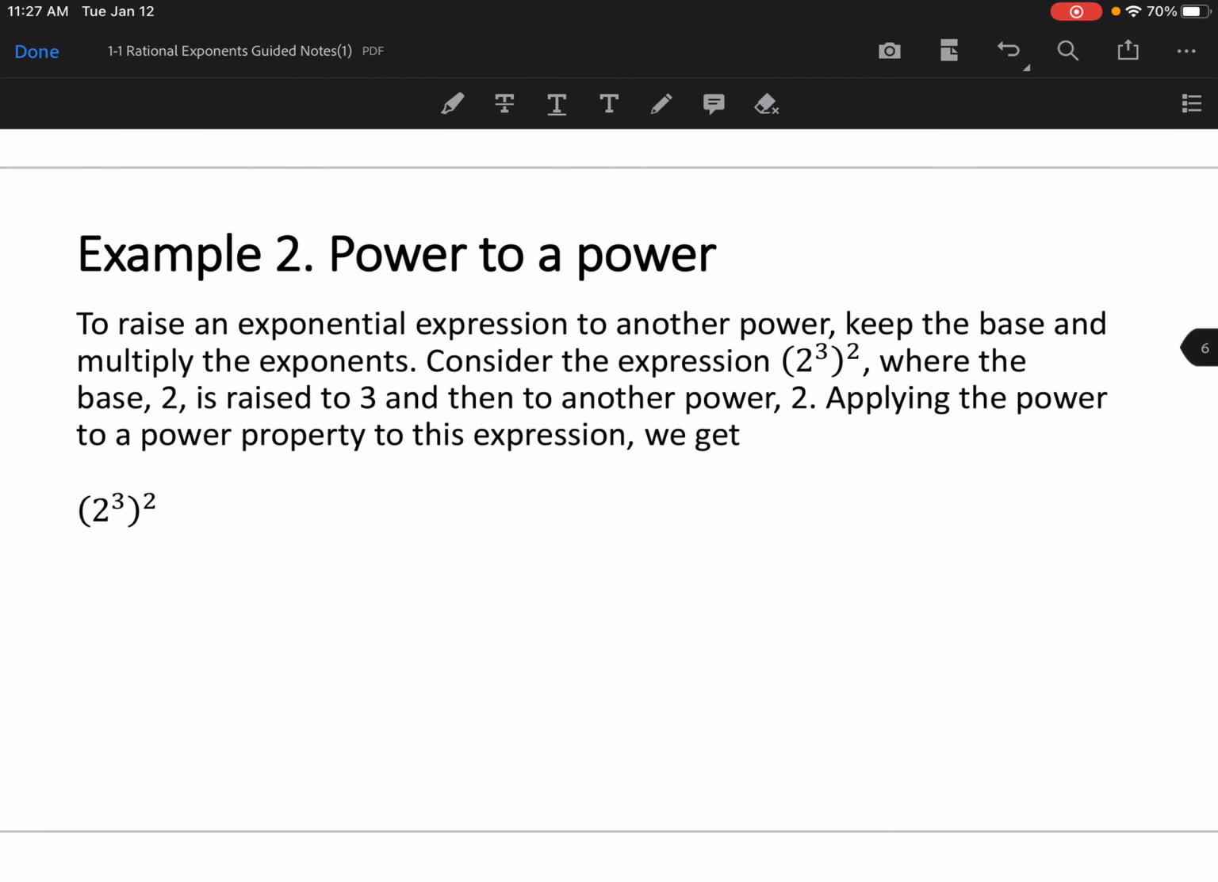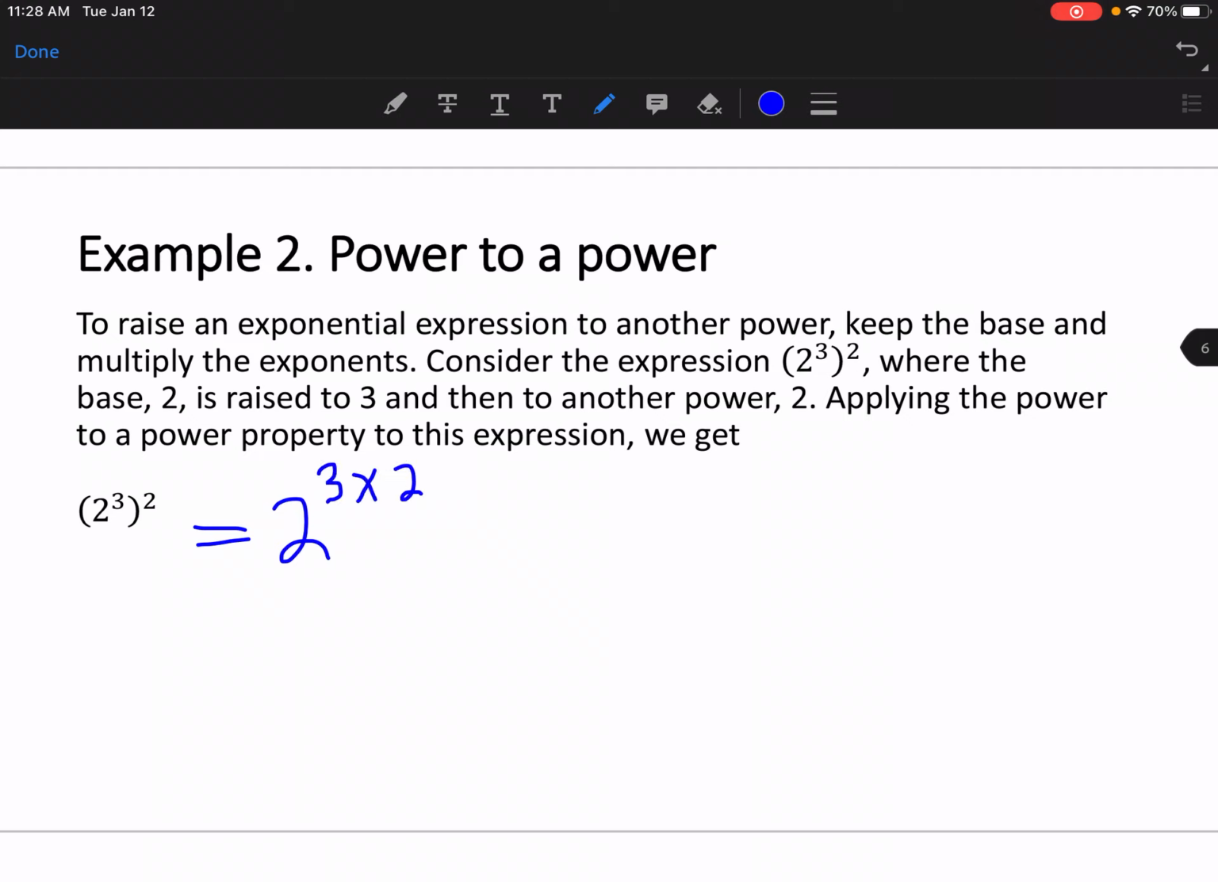All right, example 2, power to a power. To raise an exponential expression to another power, we keep the base. There's only one base this time, so keep the base and multiply the exponent. So let's consider the expression 2 to the third to the second power. So you have a power of to the third and then another power to the second. And the power to a power says that we can multiply our exponents together. So this is the same as 2 to the third times 2, which is equal to 2 to the 6. 2 to the 6 is equal to 64.